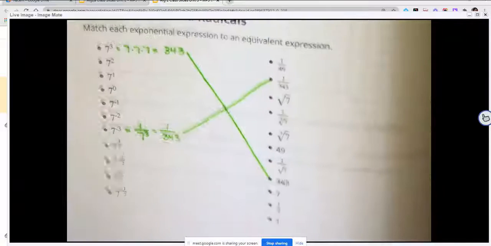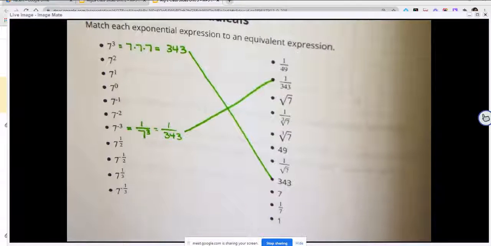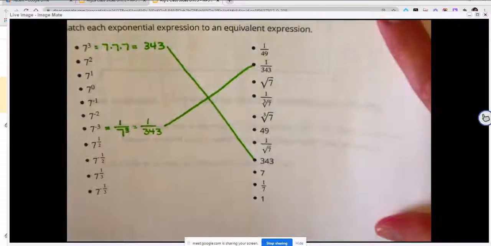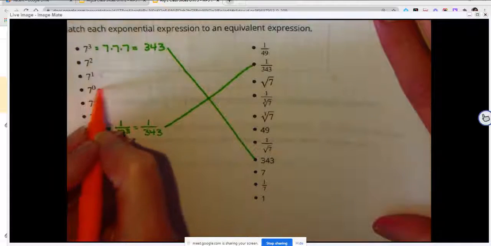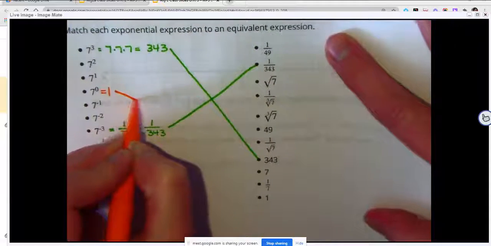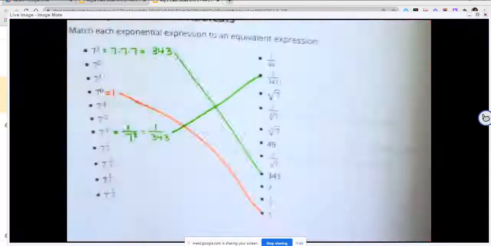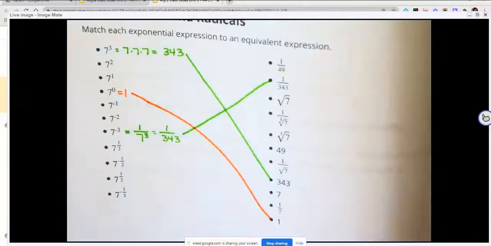Kaylee, is there something else you made a match? So 7 to the 0 would be 1. All right. Anything to the 0 power is 1. So we have a nice match there that we can make.